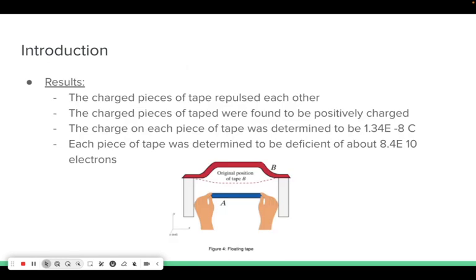For my results, I found that the charged pieces of tape repelled each other. The charged pieces of tape were found to be positively charged. The charge on each piece of tape was determined to be 1.34 times 10 to the negative 8 coulombs, and each piece of tape was determined to be deficient by about 8.4 times 10 to the 10th electrons.